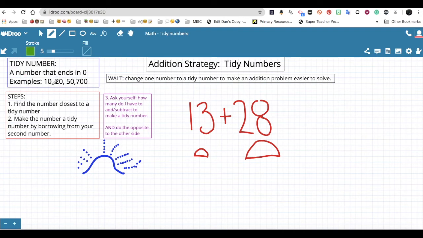Okay, so the first step is that you have to figure out which number is closest to a tidy number. So we've got 13 and we've got 28. What we can do is use our knowledge of rounding numbers to figure out what number is closest to a tidy number. So remember our rule. What is our rule actually? Pause the video and tell me what our rule is for rounding numbers.